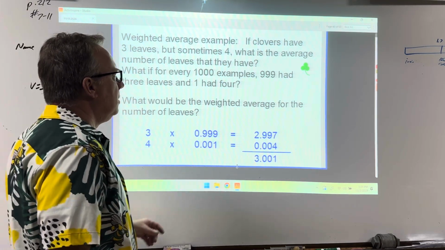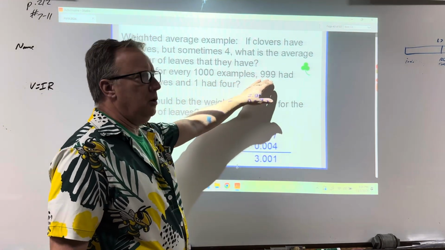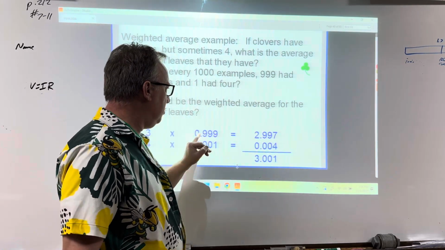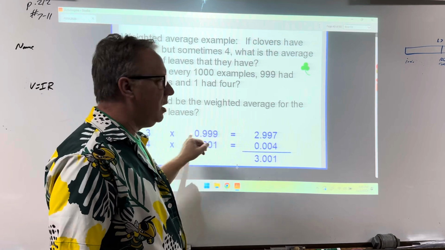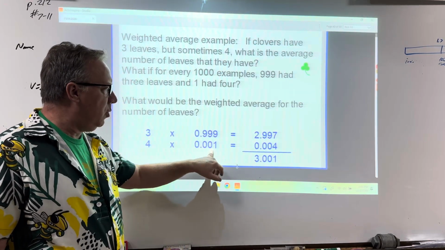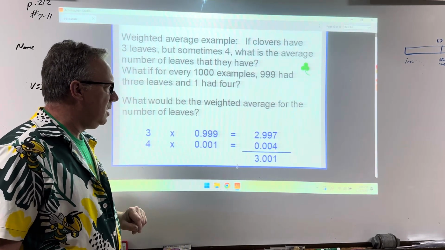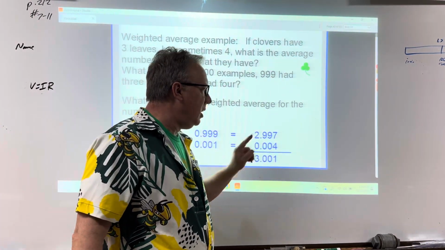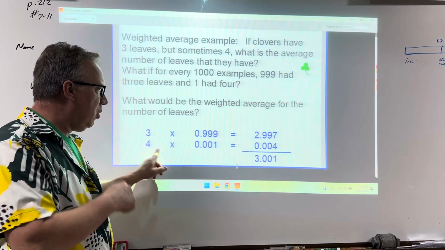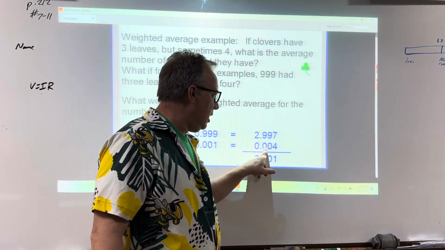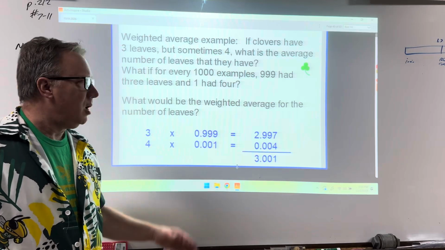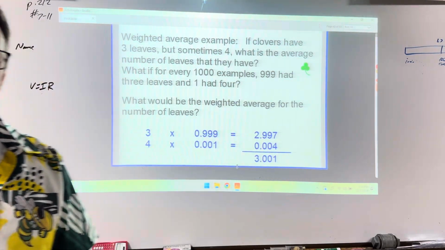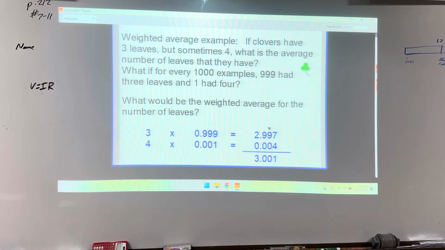What you do is you change it to a decimal form. 99.9% of them, or 0.999, have 3 leaves. 0.001 has 4 leaves. And you multiply 0.999 times 3, try it on the calculator, you get 2.997. You multiply 4 times 0.001, and you get 0.004. Then you add, and that's your weighted average. Slightly over 3, 3.001. That's how you do it.